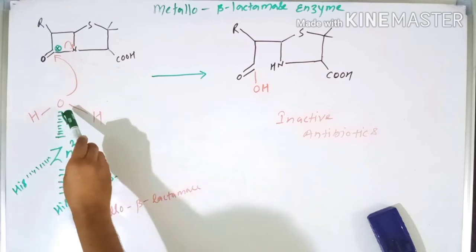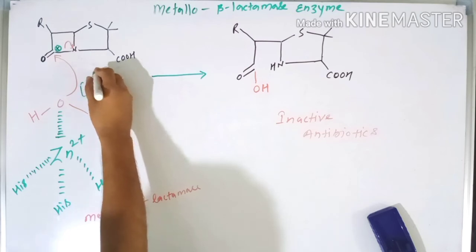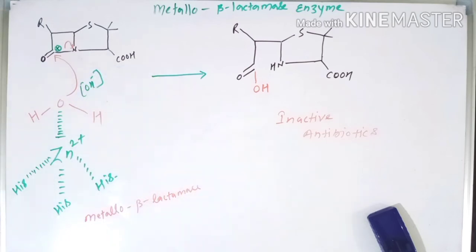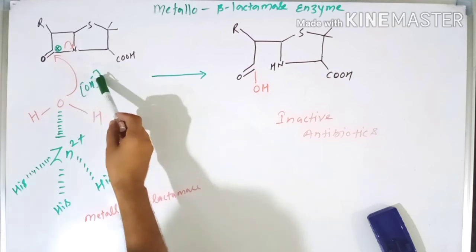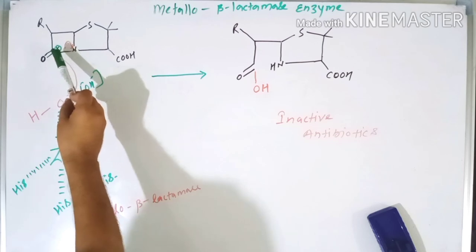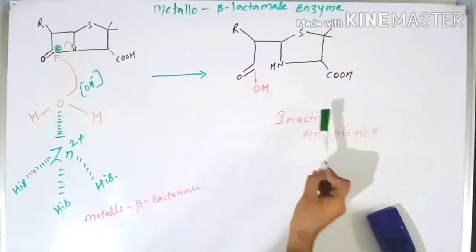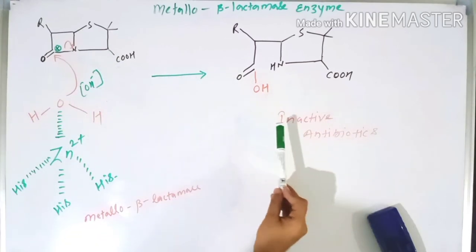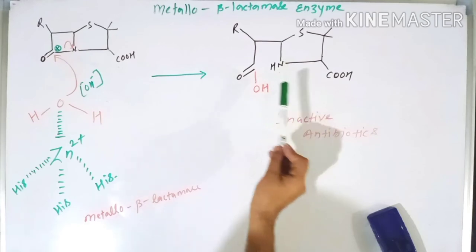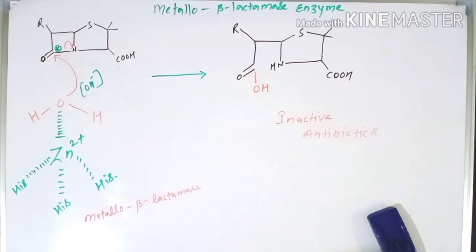So ionization of this water molecule generates what? Hydroxide ion. So here hydroxide ion is generated, and this hydroxide ion further functions as a nucleophile to react at the carbonyl carbon. So this hydroxide ion functions as a nucleophile and attacks this carbonyl carbon, which acts as an electrophile, and in this way it directly hydrolyzes this beta-lactam ring, and ring opening takes place, and in this way this active penicillin molecule gets converted into inactive antibiotics.